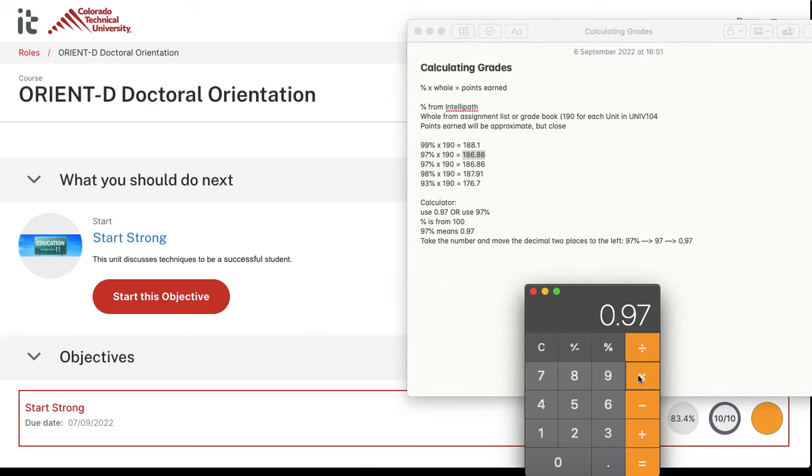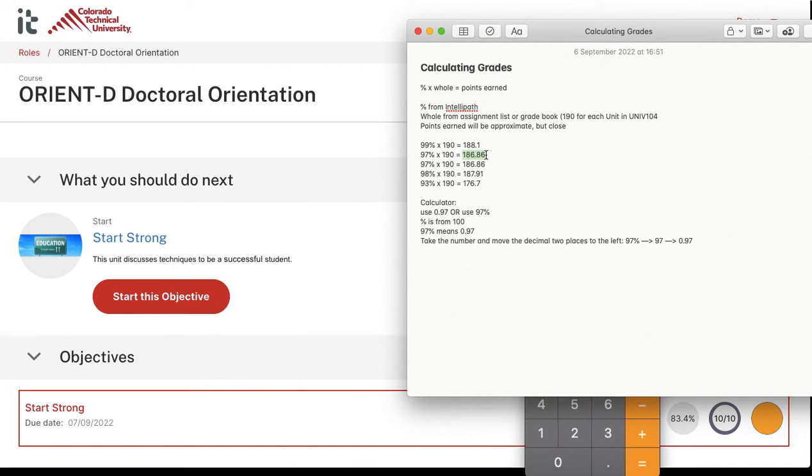0.97 times 190. So we got 184.3. So I'm going to type in here 184.3. So that should be here as well. As you can see, I transposed those.